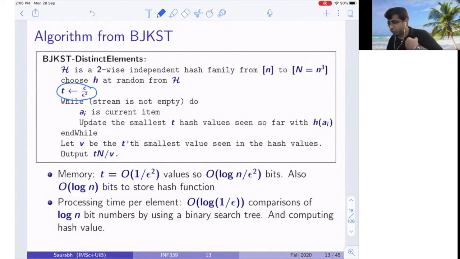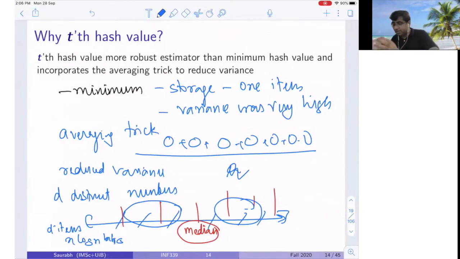Okay, so I hope at least this idea is clear, why we are returning the t-th minimum hash values. We just hope that if we return the k-th minimum hash value, we are doing better. We have reduced the variance. So this is just a hunch and it seems to work. Okay, so I hope I have made you understand why the t-th hash value. Any question?